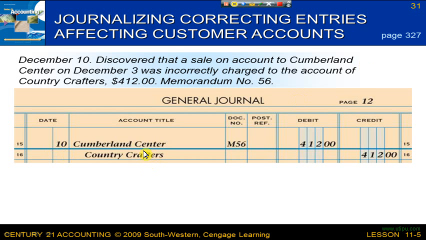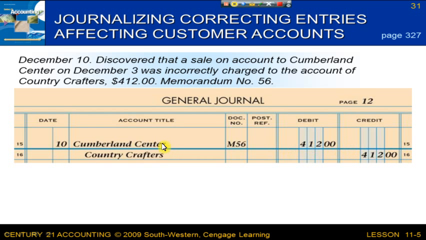So the way we're going to record that, first of all, we have to record it in our general journal before we can ever go to the ledger page and fix it. So in our general journal, we had charged it to Country Crafters. Remember, whenever we charge to an accounts receivable, it is an asset. So if we're increasing it, we increase it with a debit. So we increased Country Crafters with a debit whenever we did it wrong, so we need to take it off by making it a credit. Cumberland Center should have a debit on it, which it didn't, so we're going to do it the way we should have done it in the first place and put Cumberland Center with a debit.